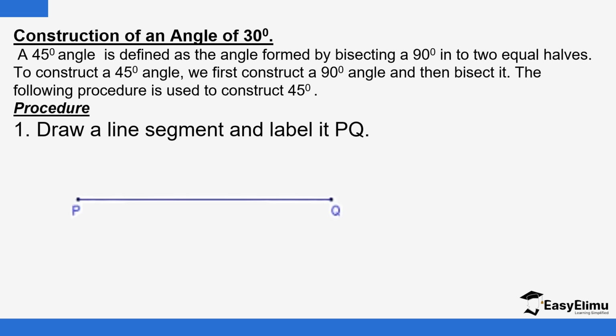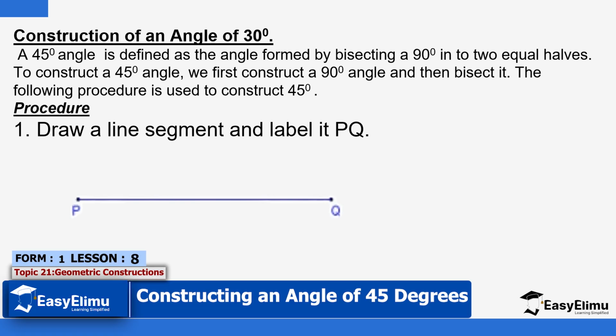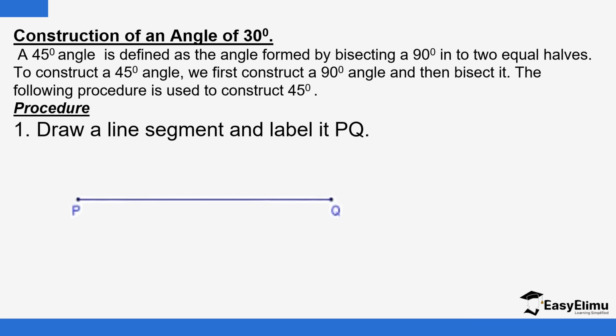So an angle of 45 degrees is found by bisecting an angle of 90 degrees. It is half of 90. So when you want to construct an angle of 45 degrees, you first of all construct 90 degrees and then you bisect it. Remember, in one of our previous videos, we discussed bisecting an angle.